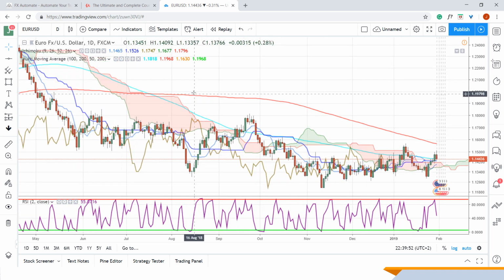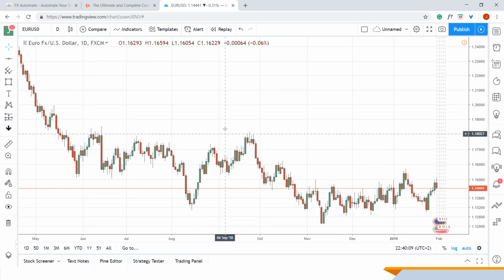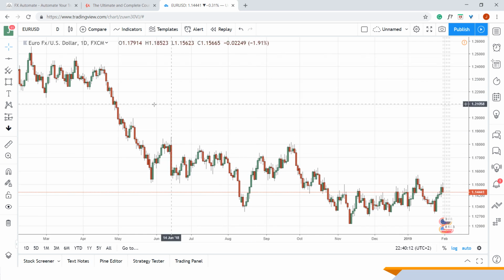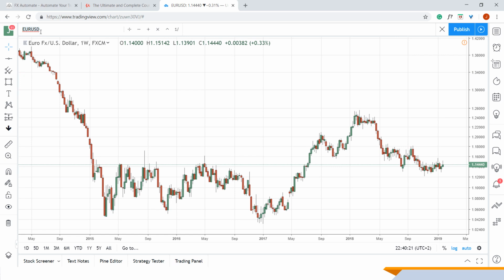Okay guys, so I just have the EURUSD open here, and you can see that I have the Ichimoku Cloud open here, as well as some other indicators, but for your sakes, I'm going to remove all indicators and everything from the chart, to give you a better idea of how to set up your chart.